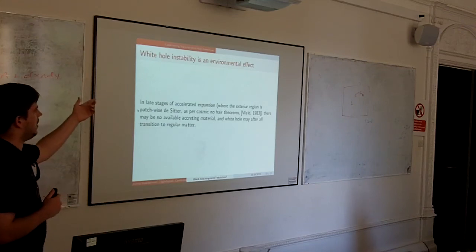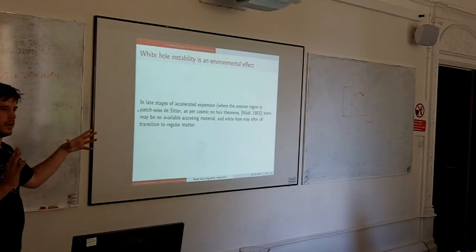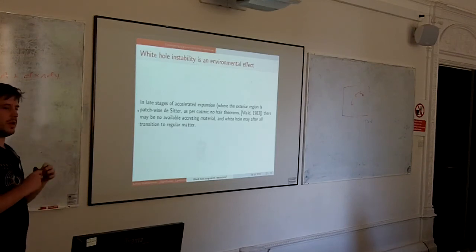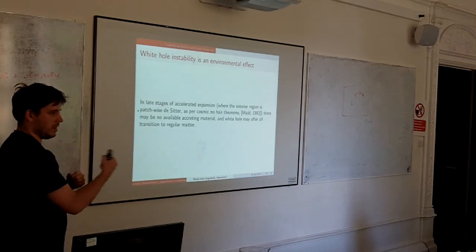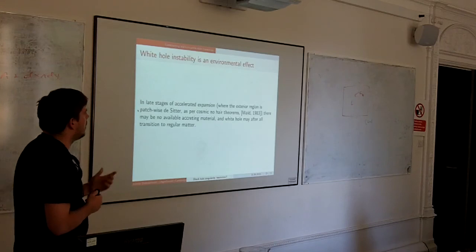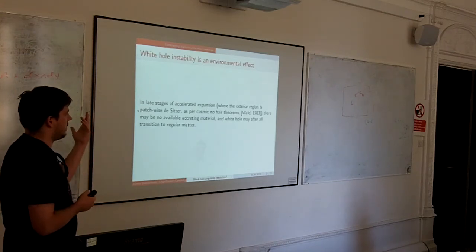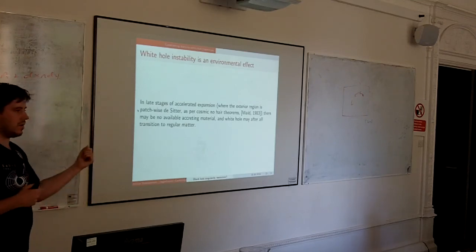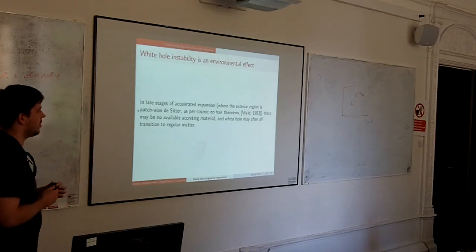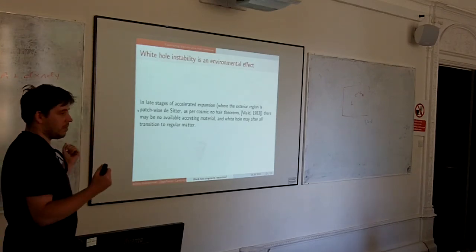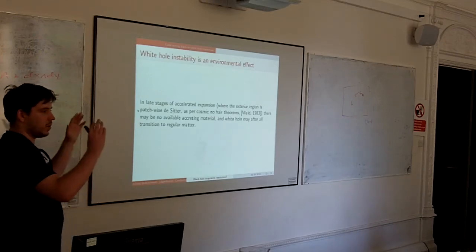Note also that this argument for white hole instability is a sort of environmental effect. So it really depends crucially on the fact that we have available some matter in the exterior to form an accretion disk around the white hole. And one could imagine that if you have late stages of accelerated expansion where the exterior region of the white hole is patchwise de Sitter, as per so-called cosmic no-hair theorems, there may be no available accreting material. And in this case, white hole may, after all, transition to regular matter.